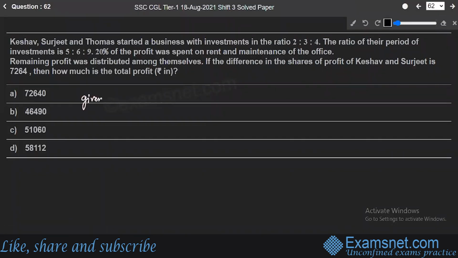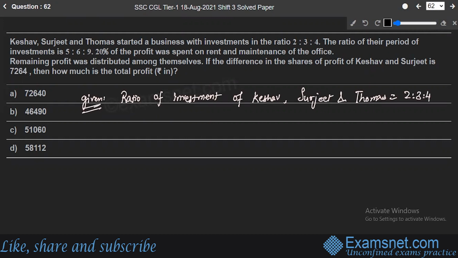Let's write down. First of all, you are given the ratio of investment of Keshav, Surjit, and Thomas is 2 is to 3 is to 4. Ratio of their period of investments is 5 is to 6 is to 9. These are the things which are given to us.